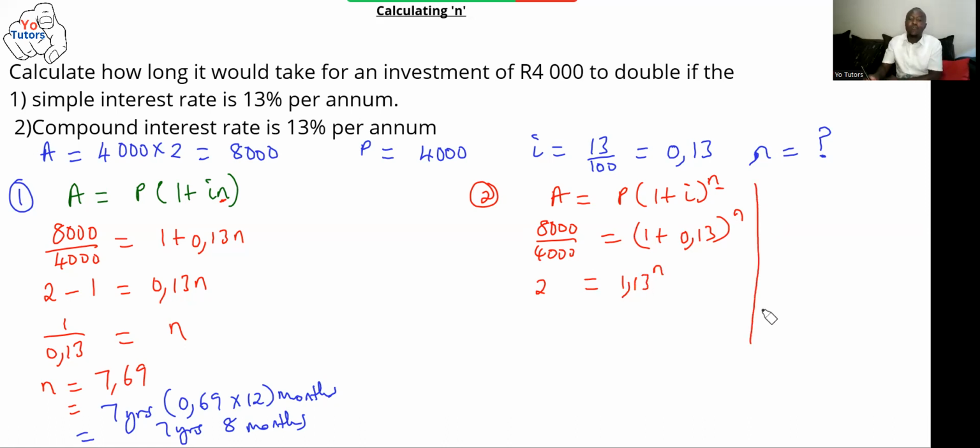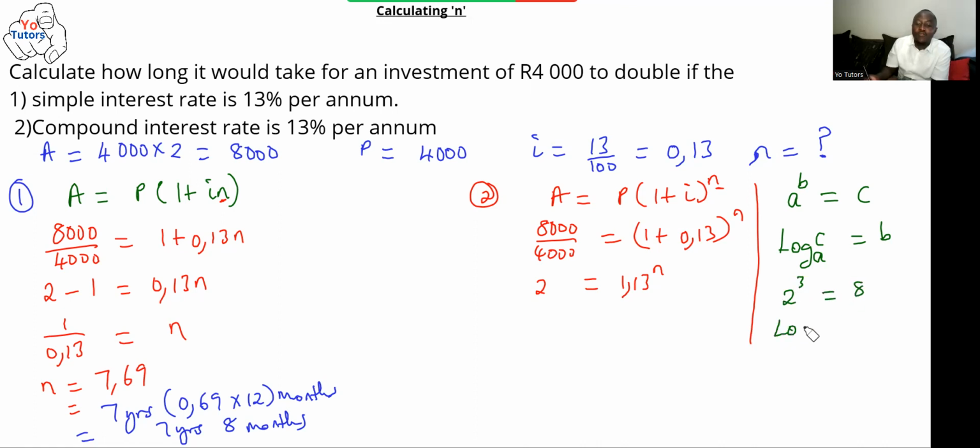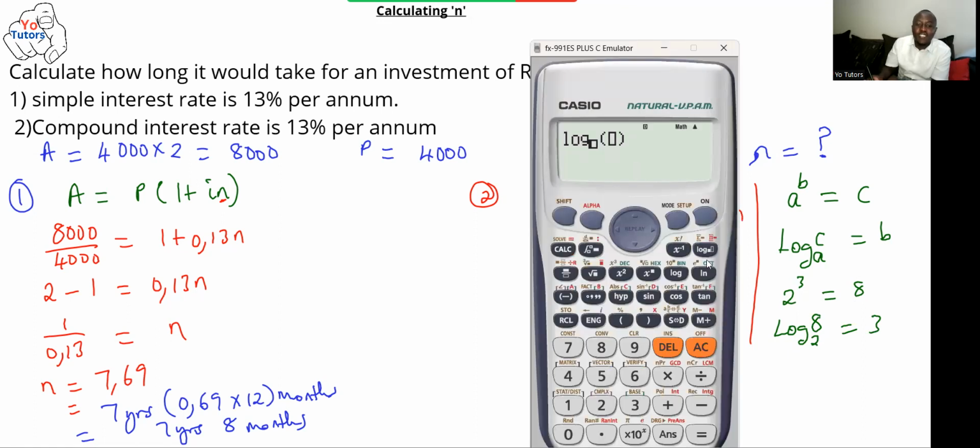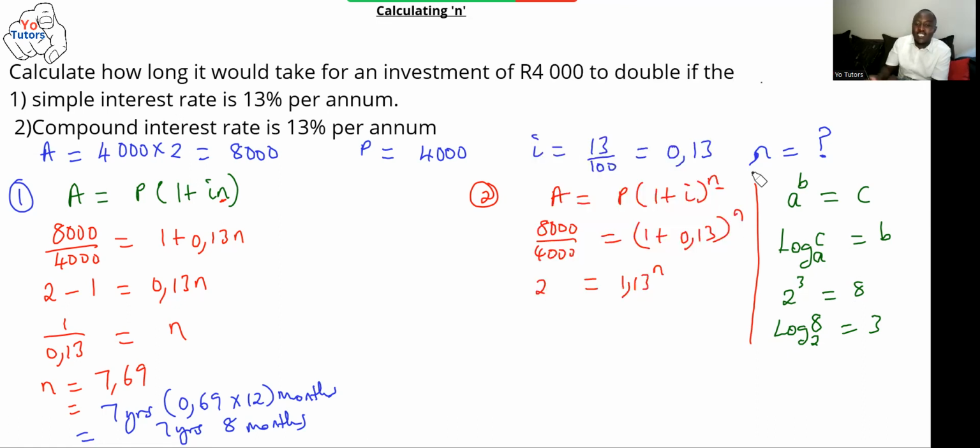But now I want you to bring in exponents. What we do when we're dealing with exponents, we know that if a to the power of b is equal to c, how do we get b? We use log. We say log base a of c is equal to b. For example, if 2 to the power of 3 is equal to 8, then to get 3, we say log base 2 of 8, which gives us 3. So that's what we do here.